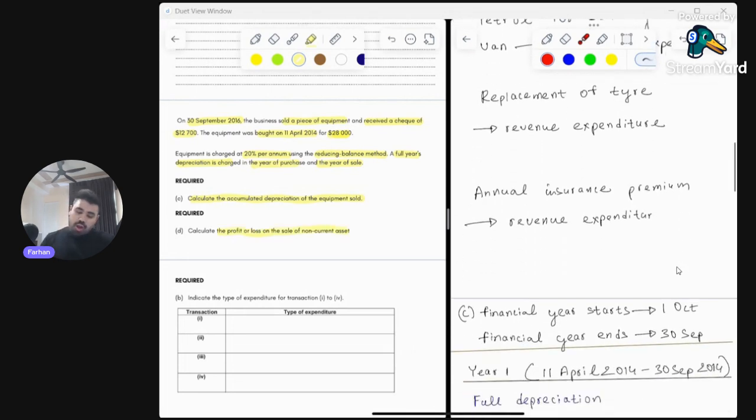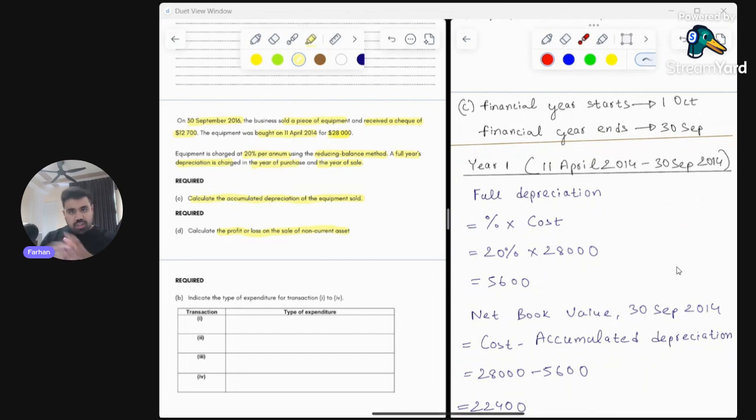Now, let's turn our attention to the right-hand side where we have all the workings. First of all, we understand that we are working with a business where the financial year typically starts on 1 October of any given year and ends on the 30th of September of the following year. The asset we're talking about, this piece of equipment, was originally purchased on the 11th of April 2014. So year one for this asset will be from 11th of April 2014 until the end of 30 September 2014, when the business would have ended its financial year.